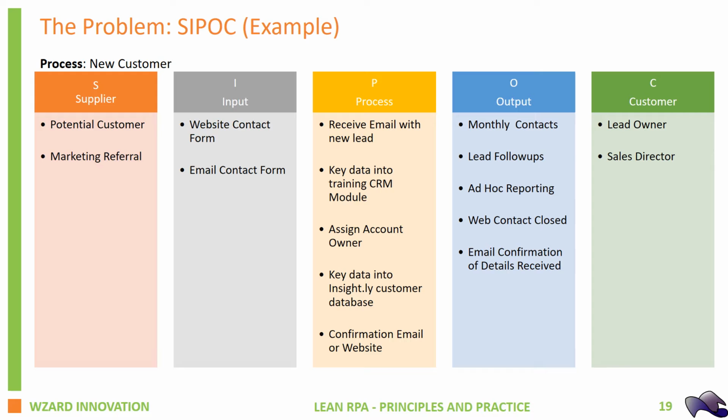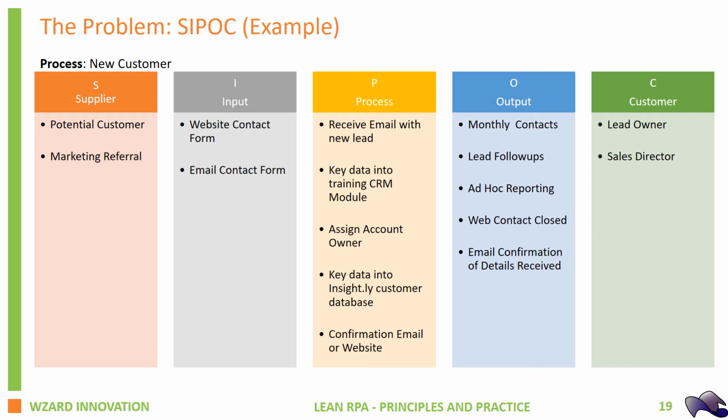Now the SIPOC gives us some additional information. The supplier of this information is a potential customer or marketing referral, so we know where the information is coming from. And we know that we receive the information either from a website contact form or from an email. And there are several outputs from this process. We talked a little bit about that email confirmation at the end, but there are other information that's going to be used out of the information we retrieve.